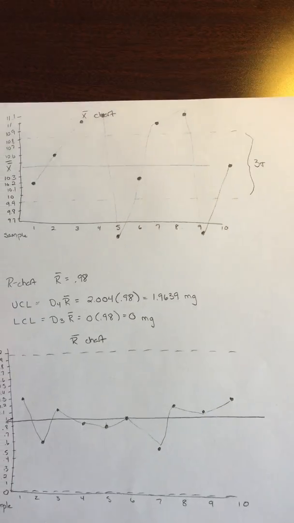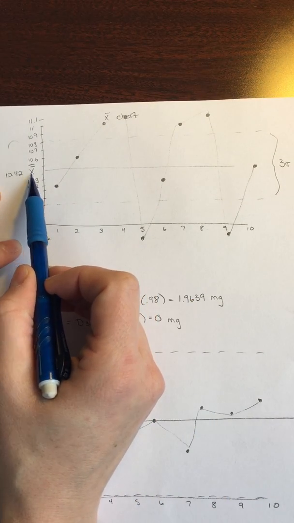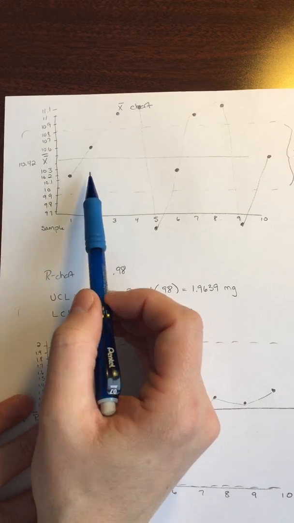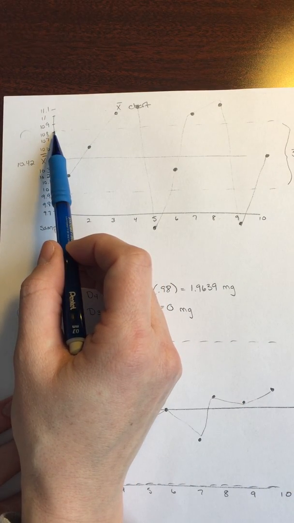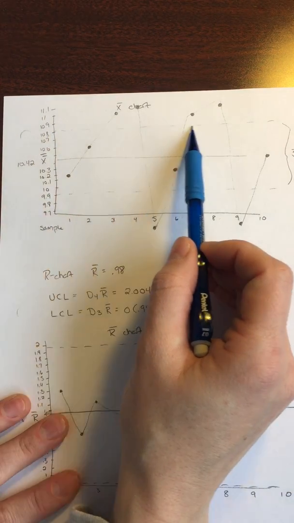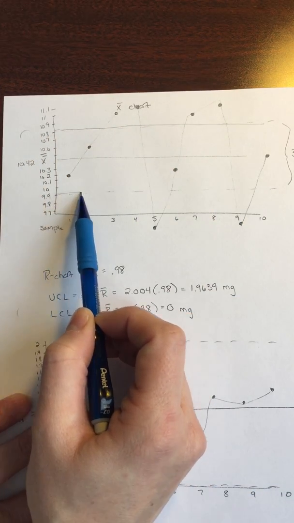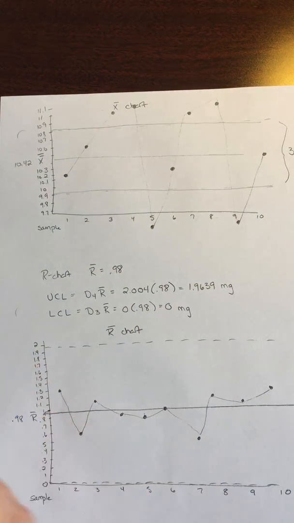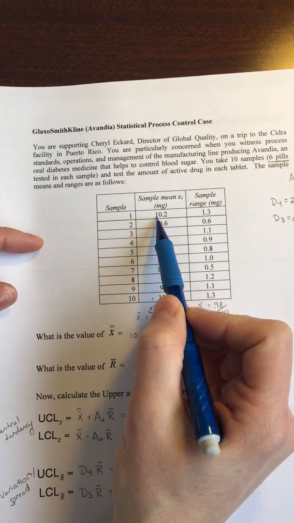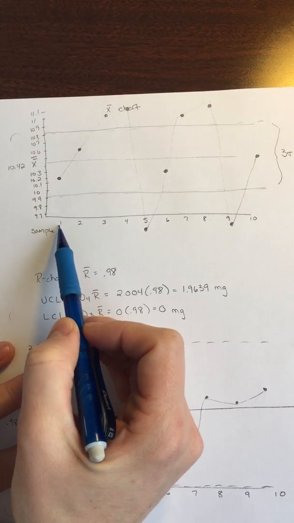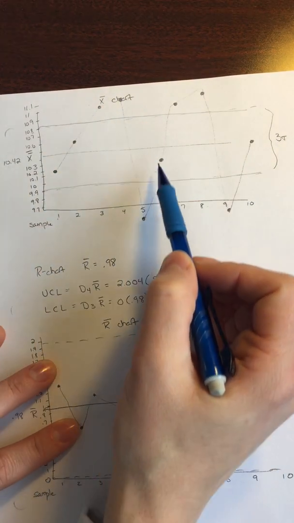So if we take a look here up at the top, this is our X bar chart. And so the central line is going to be X bar bar, which in this case is, again, 10.42. And so our upper control limit, again, for the X bar chart is going to be 10.89, so that's right up here. And our lower control limit is 9.95. And then we can basically take the values from the data. So from sample 1, the mean was 10.2. So we're going to graph that for sample 1. That value was 10.2.